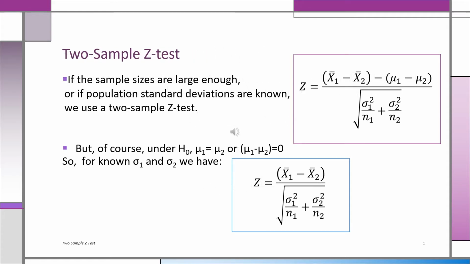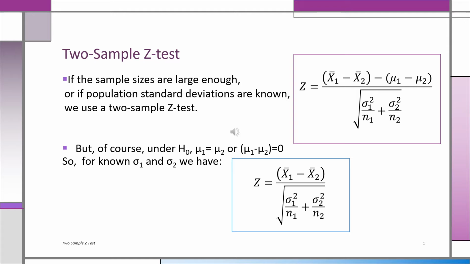So if our sample sizes are large enough, and again, you have to know what large enough means for the company you work for or for the instructor of the class you're taking, this is easy if the sigmas are known, if the two population standard deviations are known. We could do a two-sample z-test for making inferences in this case.